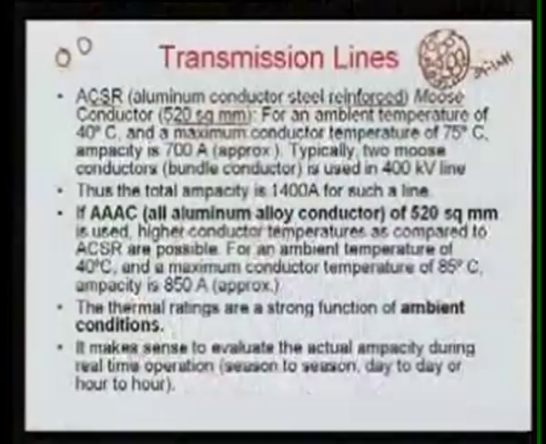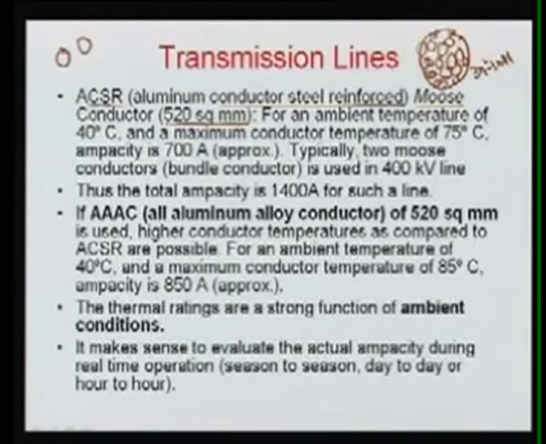So for an ambient temperature of 40 degrees Celsius and a maximum conductor temperature of 75 degrees, this ampacity, which is nothing but the ampere capacity, is approximately 700 ampere for this one conductor. Typically, as I said, the two MOOS conductors, that is the bundle conductors, are used in a 400 kV line. Thus the total ampacity is twice 700, that is 1400 ampere for such a line.